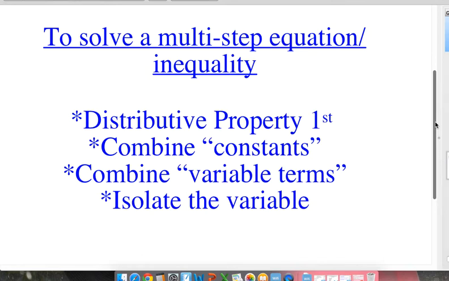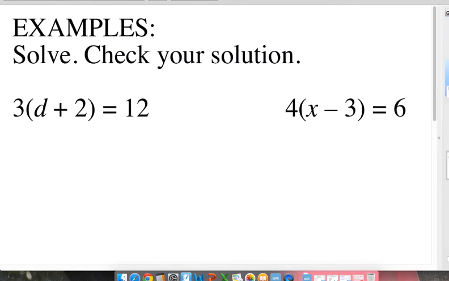Now, it looks like we're going to do maybe 7 examples, and I would really suggest that you take notes and write these down or take screenshots and print these out. Here we go. It says solve and check your solution.